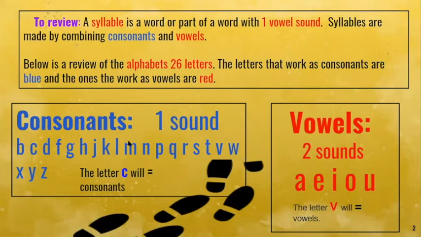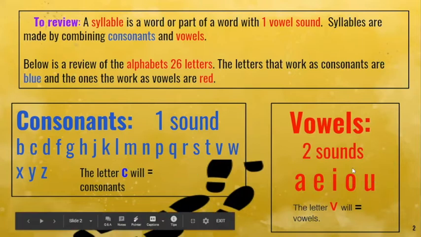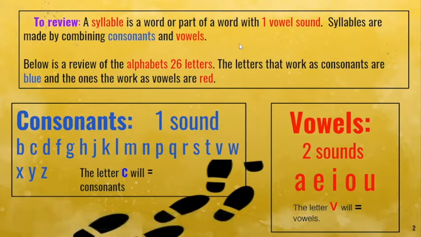Going forward, when you see the blue letters, they're consonants, or if you see a C above a word, that's a consonant. And if you see some red, that's a vowel, and you'll see a V. If I'm coding the word, you'll see a V, and that means vowel. So just to remind everybody that a syllable is either a small chunk or a part of a word with one vowel sound.